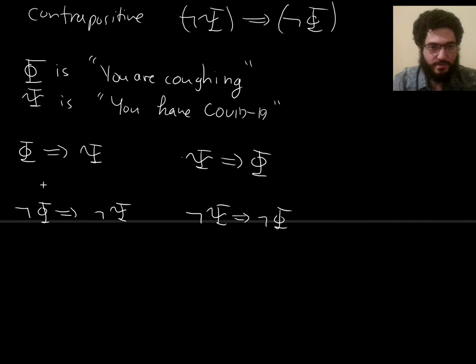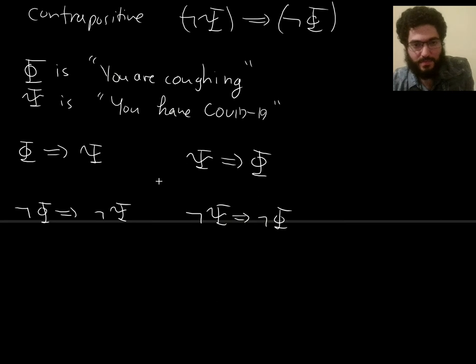So how would you read each one? So this one says if you're coughing, then you have COVID-19. So this is asserting that anyone who coughs must have the virus. This one, on the other hand, says if you have COVID-19, then you're coughing. So anyone with the virus must be coughing. Do those feel like they're the same? They really shouldn't. They should definitely feel different to you.